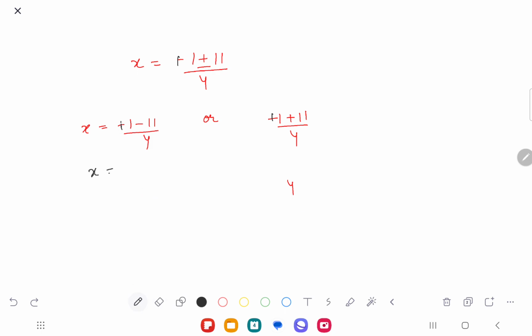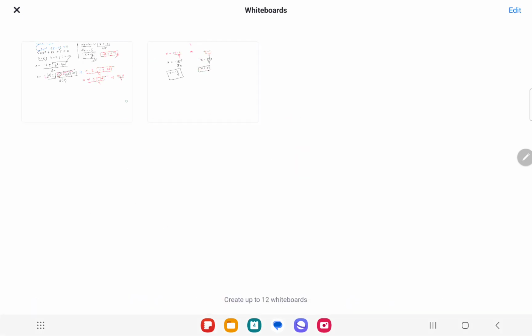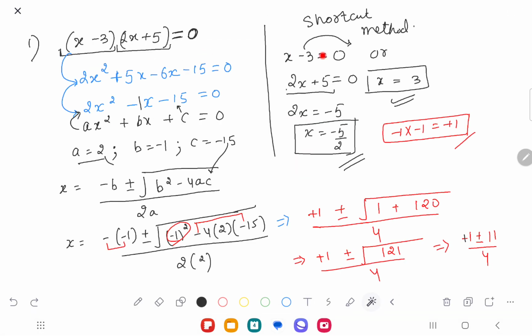It will say x would be equal to minus 10 over 4, right? And here it shall look like x equals 12 over 4. So it shall be 2 times 2, 2 times 5. So x shall be equal to minus 5 over 2, and here x shall be equal to 3. Isn't it? So am I not getting the same answers as I was getting earlier when I was equating the brackets to 0? Just tell me that.